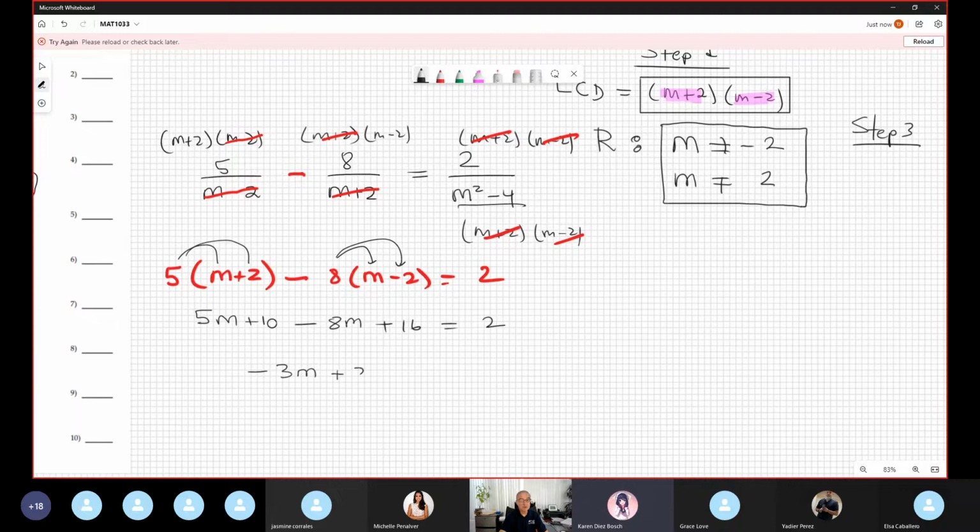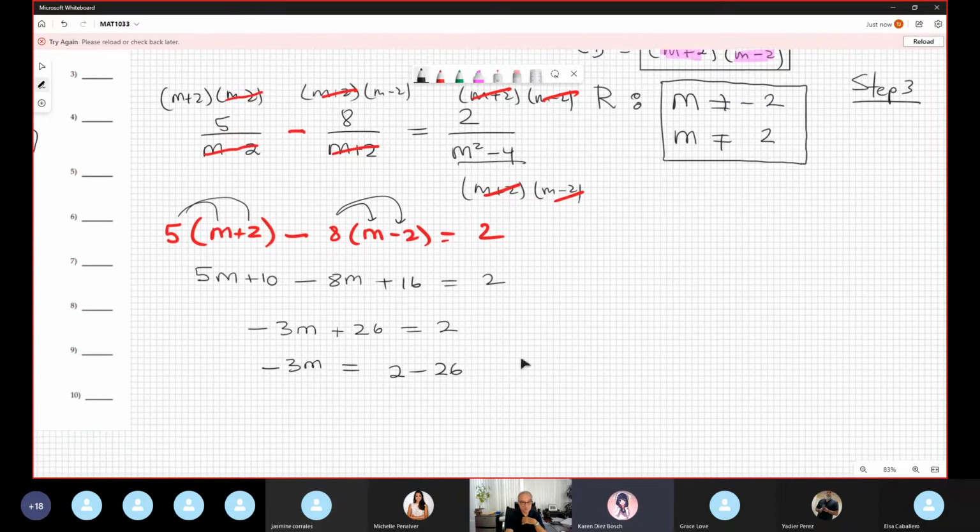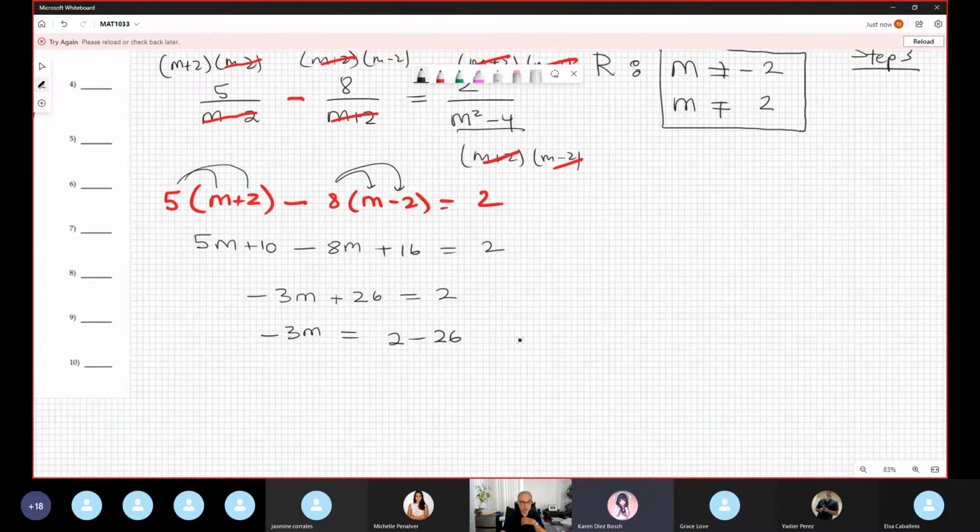Plus, this is 26, right? 10 and 16 equal to. Linear equation, easy, easy, easy. Is 3 minus 3M is equal to minus 26, right? Yes. It's 24, no? And minus 24.